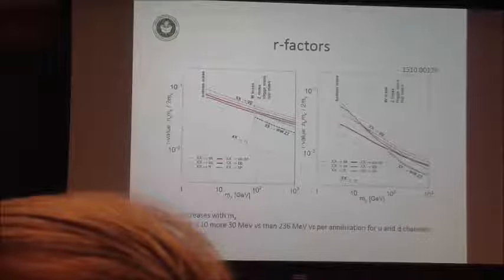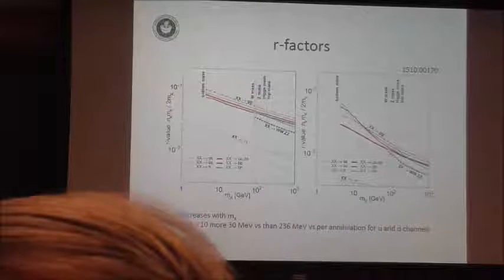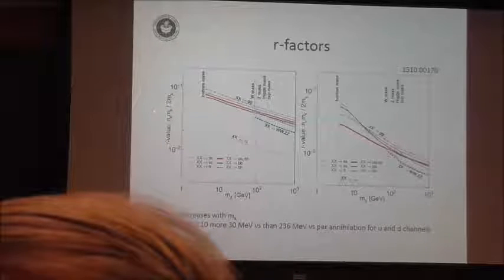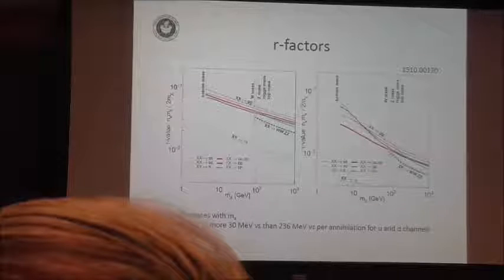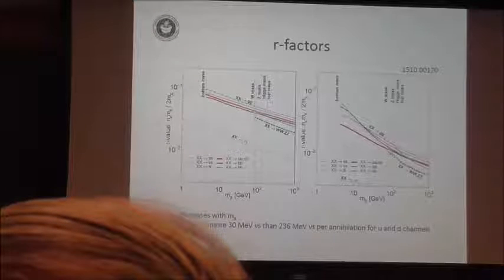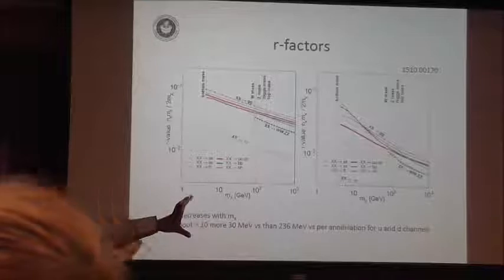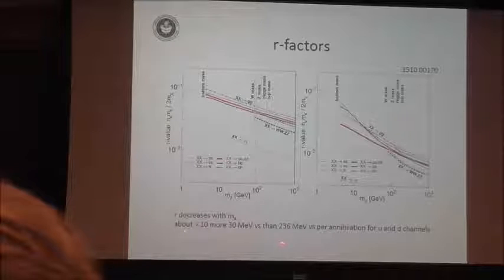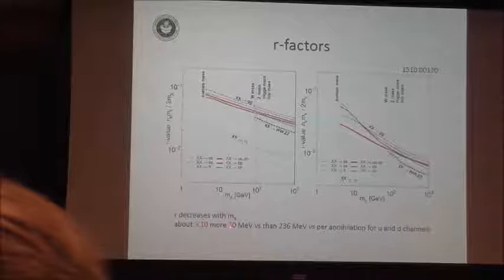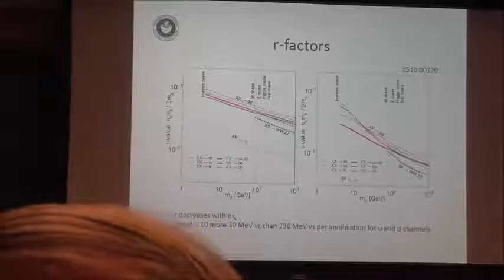And so then you get this plot of these various R factors. Essentially, the fraction of the center of mass energy which has gone into pions or kaons. You can see that it ends up decreasing, in particular for pi plus and K plus, as you increase M_X. But you see that you're going to get about a factor of 10 more neutrinos per annihilation, at least for the up and down channels.